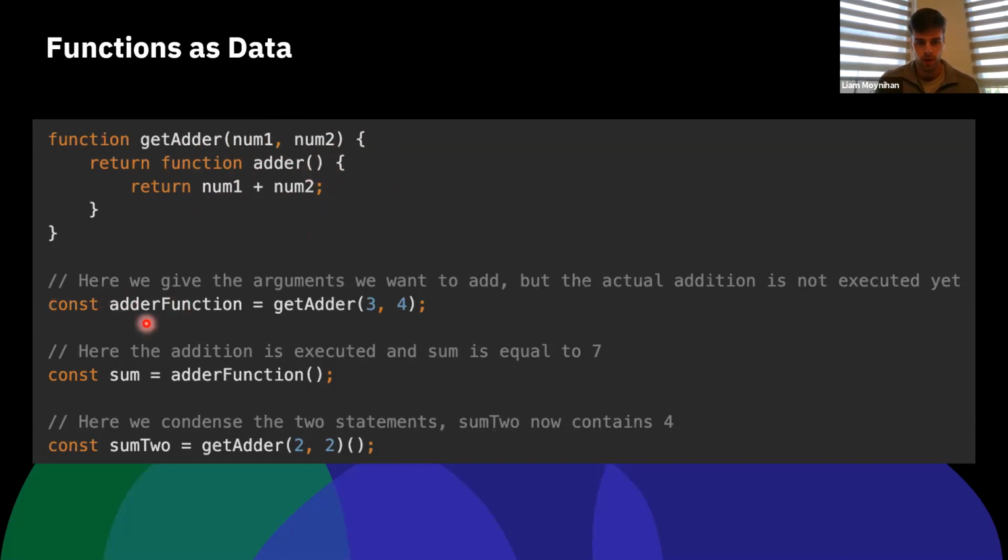So down here, we're going to call getAdder with 3 and 4. At this point, this code hasn't been executed yet. The code that's been executed is the outer thing. An adder function is now a pointer to a function. The actual addition itself does not happen until we call it with another set of parentheses. So now sum is going to be equal to 7 here. And we can condense these two statements with this double parentheses. What we're saying is we're going to first execute the outer block, and then we're going to execute this inner adder function. So sum2 is going to equal 4.